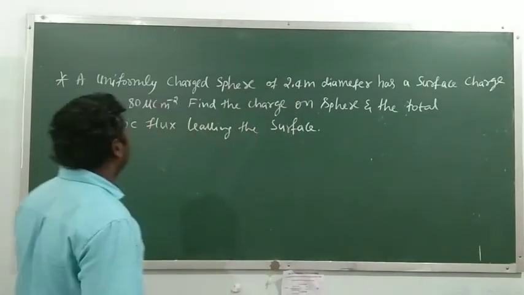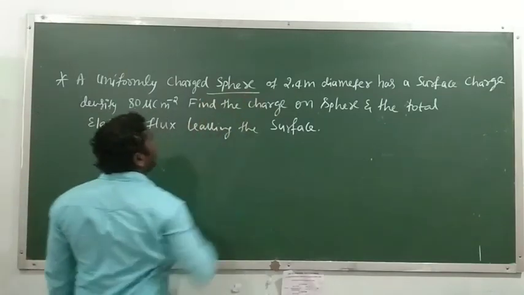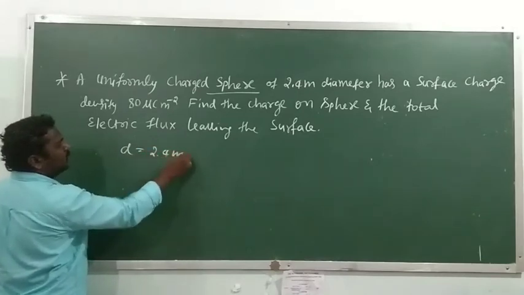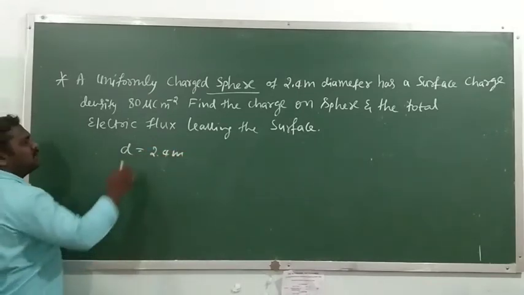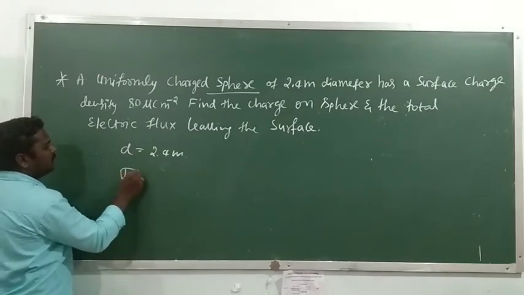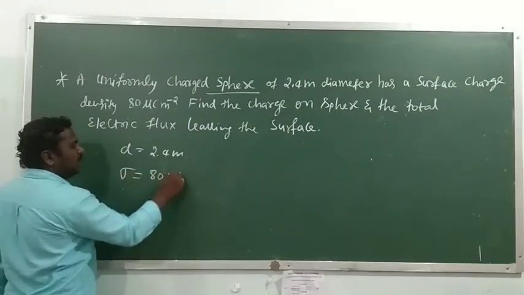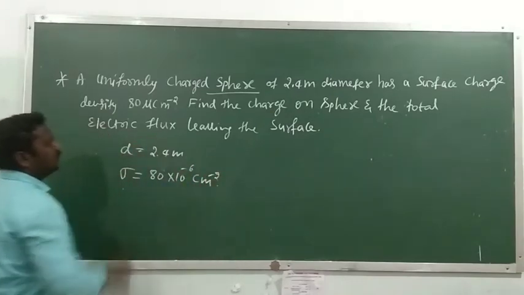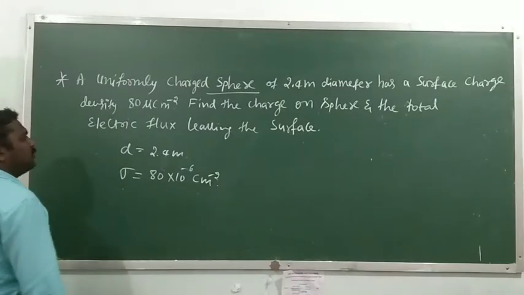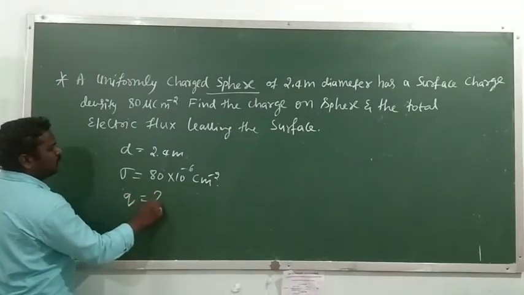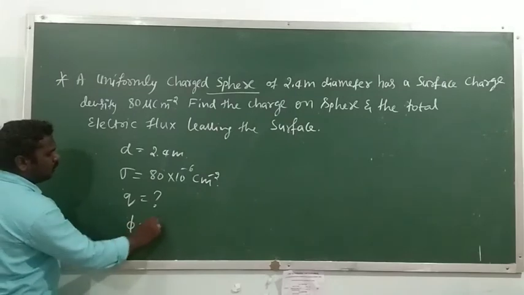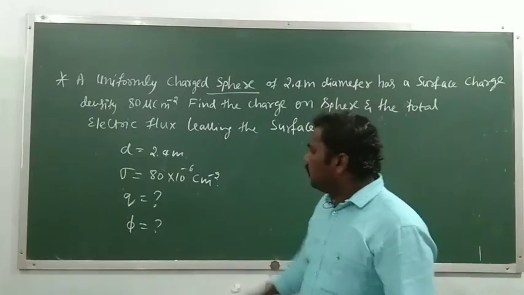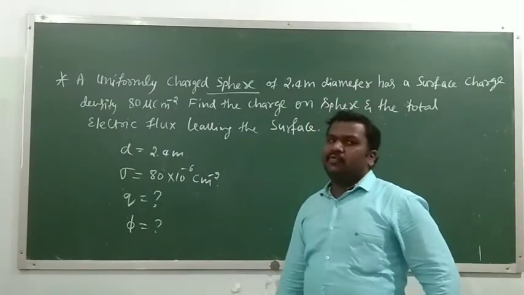If we focus on the given data, here it is a charged sphere and the diameter they have provided, d is equal to 2.4 meter, and it has a surface charge density sigma is equal to 80 into 10 power minus 6 coulomb per meter square. They were asking to find the total charge, that is Q is equal to question mark, and they were asking to find the total flux, isn't it? So we have to find the total charge and we have to find the total flux.